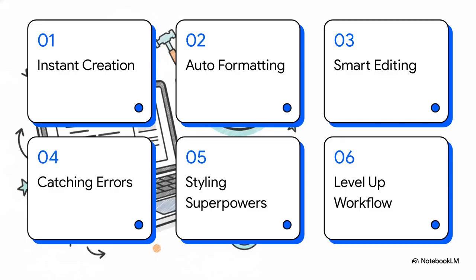Here's our roadmap for today. We aren't just looking at a list. We're unlocking 5 specific superpowers to cure your coding frustrations. Instant creation, automated formatting, smart editing, catching errors, and finally, styling superpowers. All together, they're going to level up your workflow. All right, let's dive right in.